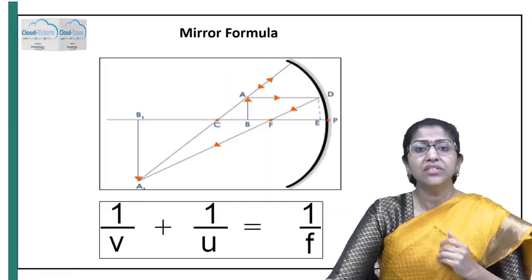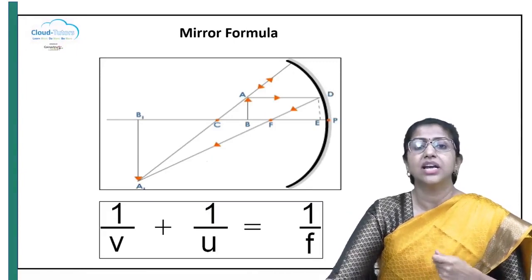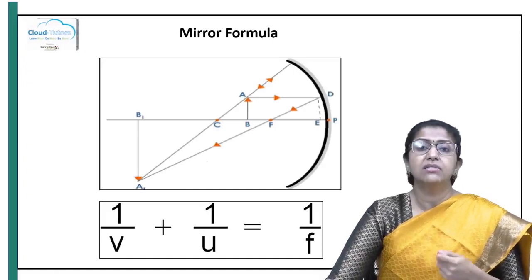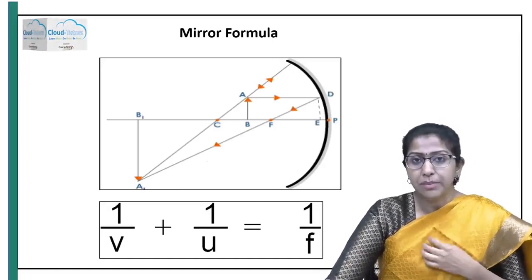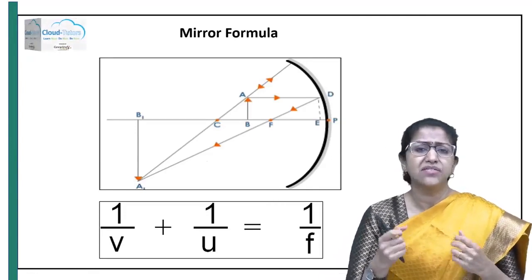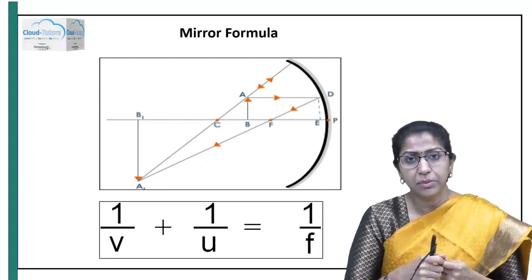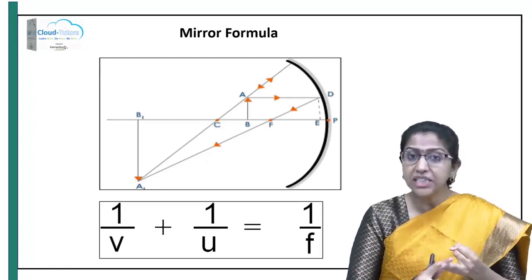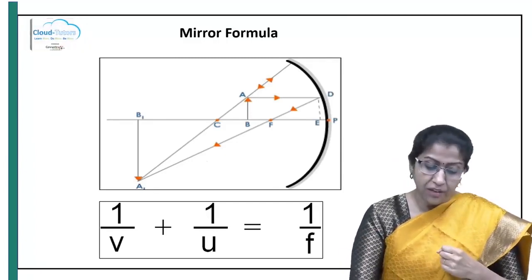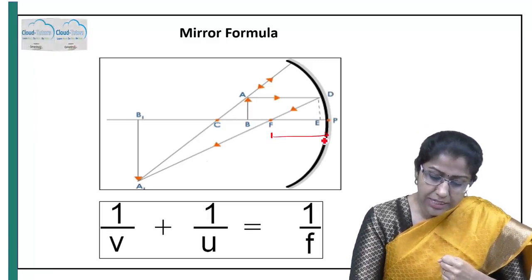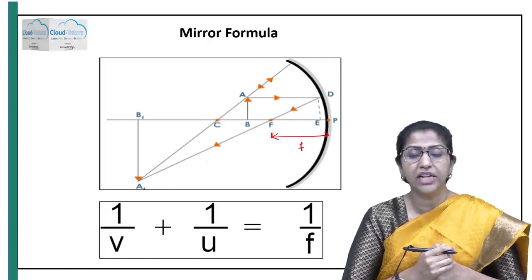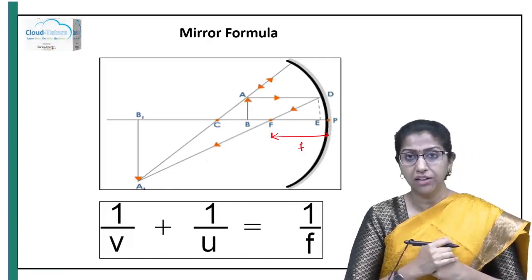All right. Now that we have understood the uses and applications and different aspects of these two concave and convex mirrors, let's understand a simple relationship between a few aspects of these two mirrors. That is the mirror formula. Now, what is the mirror formula? It is very simple. It is just a relationship between the image distance v, the object distance u, and the focal length f. What is focal length? Focal length is nothing but the distance between the pole of the mirror and the principal focus of the mirror. It is true for both convex and concave mirrors.